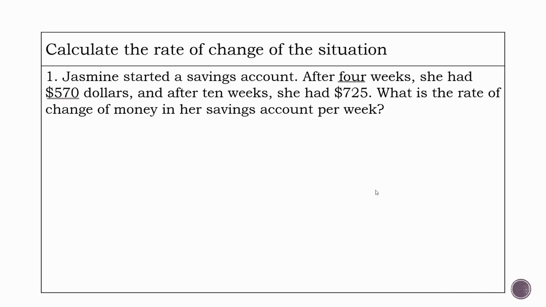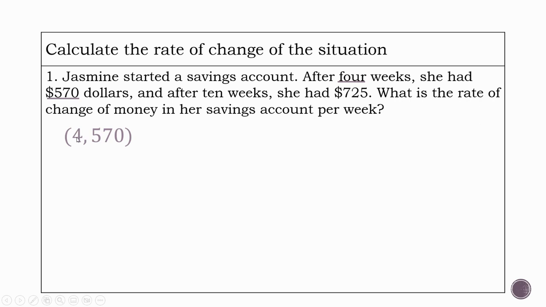Okay, after 4 weeks, she had $570. So in this first part of information we're given, we know after 4 weeks, she had $570. Well, 4 weeks, a big red flag should be blinking at me right now because 4 weeks, that's time. Okay, so that'll be my X value.